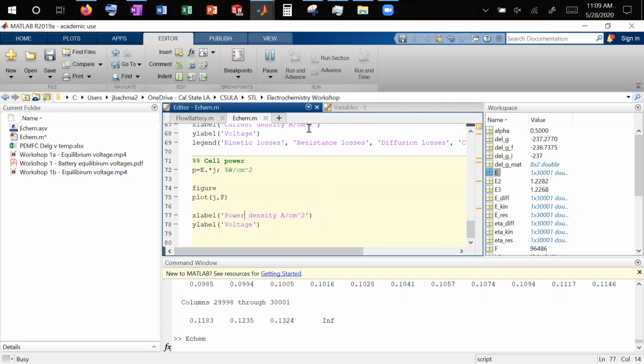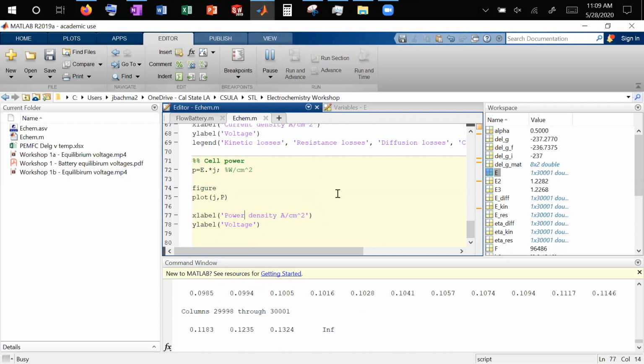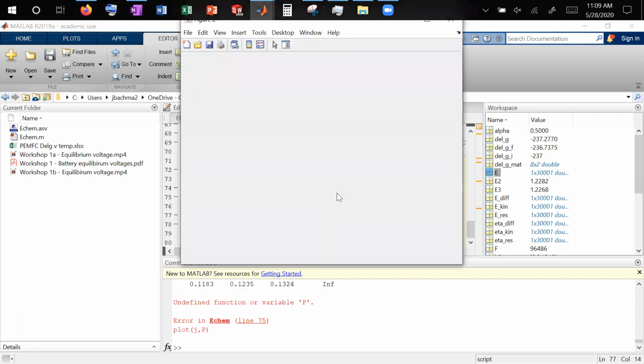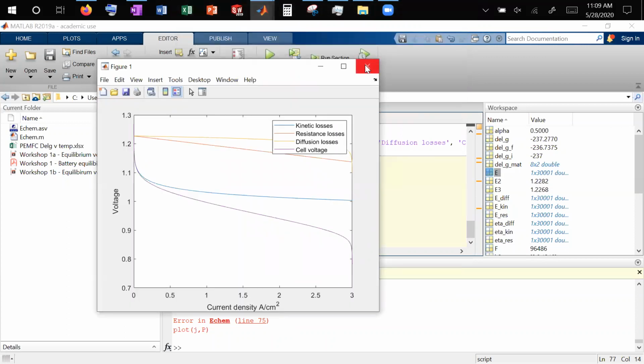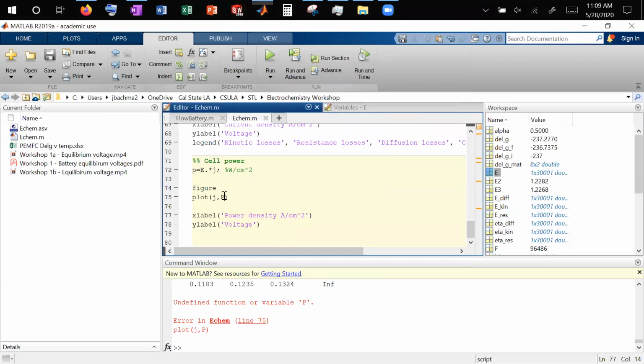Let's try plotting that. I messed up, it's supposed to be lowercase p. Why not?